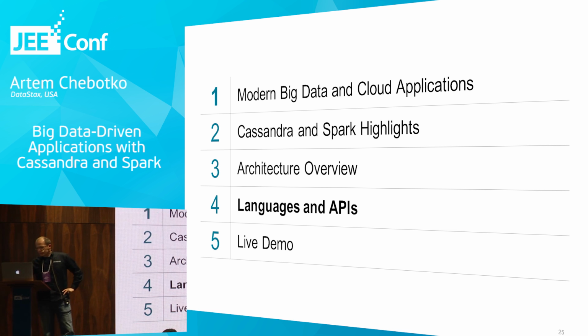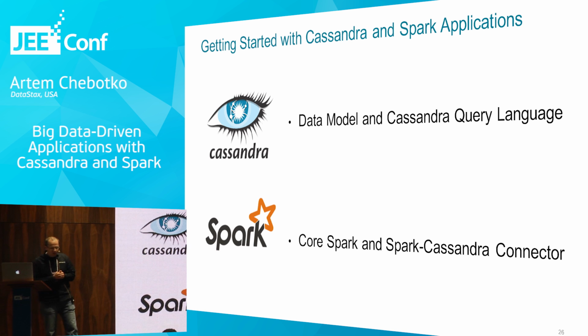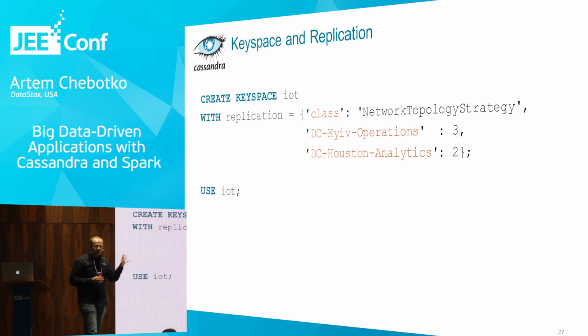Okay, so the main part here: if you're only starting with Cassandra and Spark, these are some of the things that you need to learn first. The first thing will be the data model and Cassandra Query Language, and the other one for Spark will be the core API and the Spark Cassandra connector API. Okay, and I'm going to briefly talk about 3 tables that I'm going to have in Cassandra that we're going to use Spark with. We're going to read the data from those tables later.